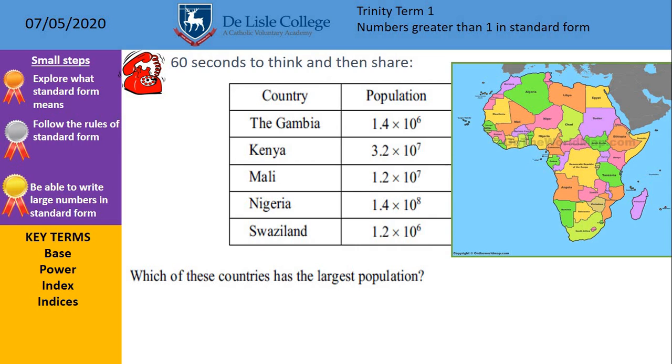Okay, another way where we can see some standard form in real life is here are some African nations, and the populations are written on the right-hand side. I'd like you to tell me which of these countries has the largest population, and then when you've done that, write this number down as an ordinary number. Okay, so once again, pause the video and have a go at that for me, please.